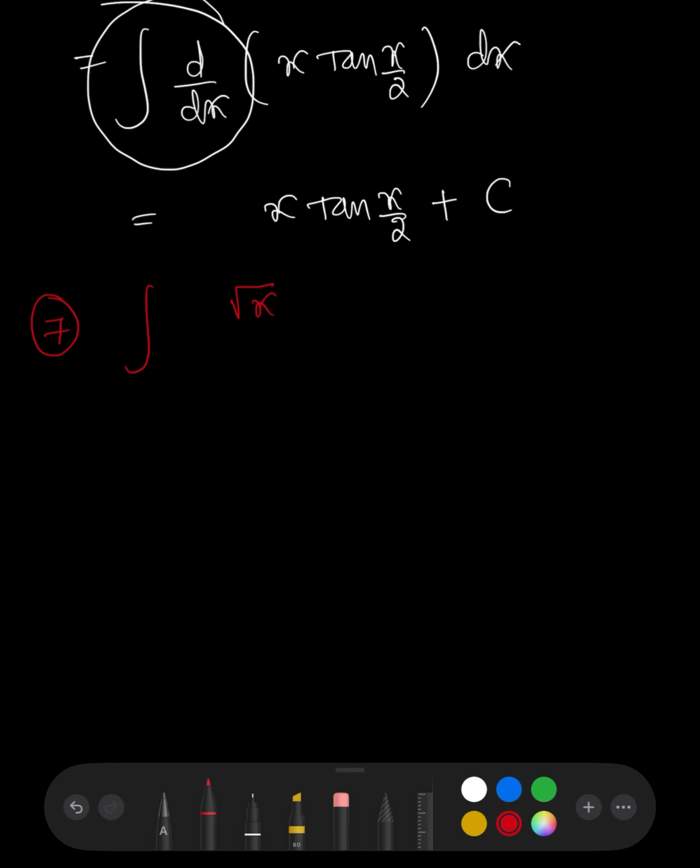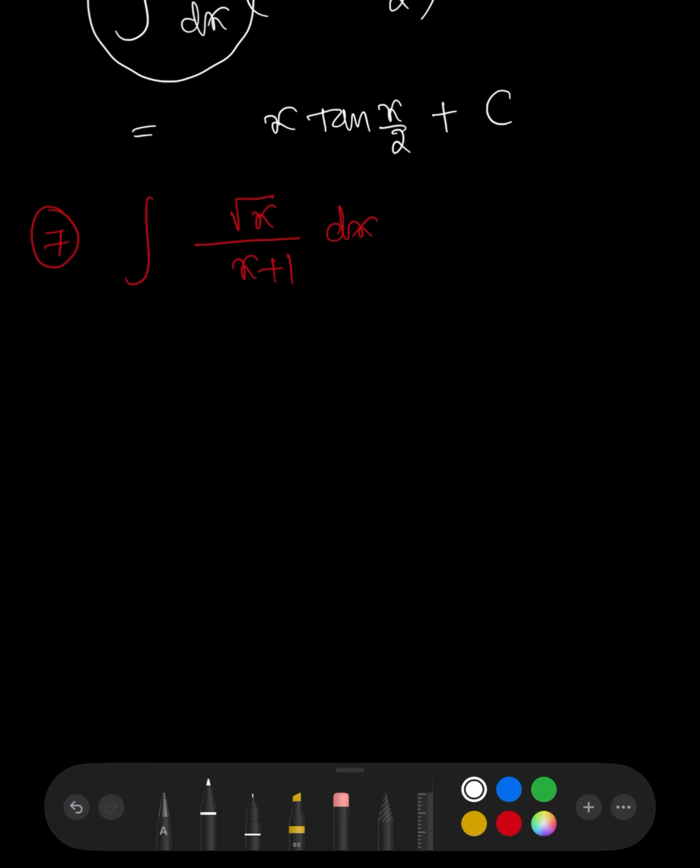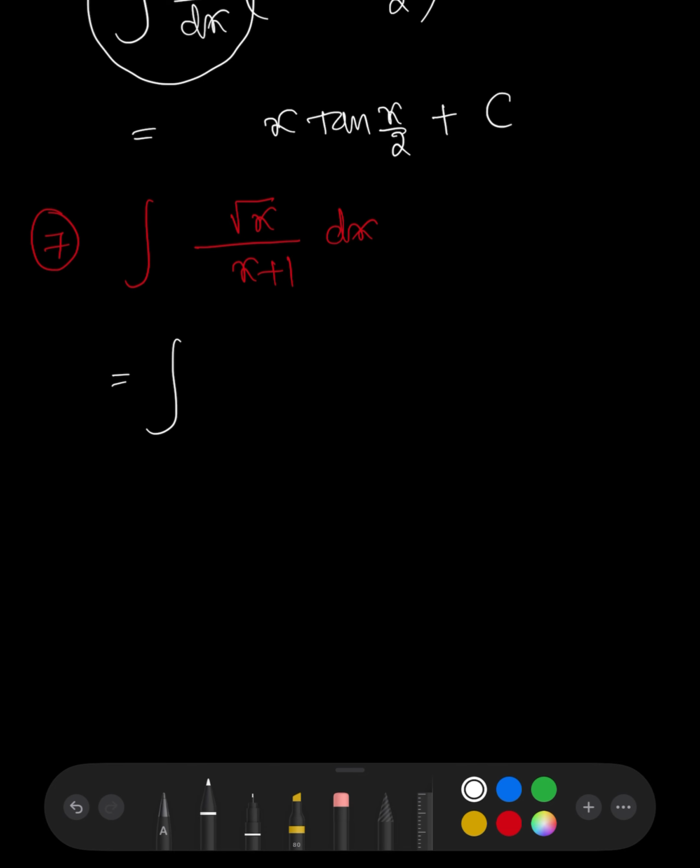And coming to the next question, integration of root x by x plus 1 dx. Now clearly the denominator has x and the numerator is root x. We can't make the root x as x, but we can make the x in terms of root x, that is 1 plus, I can write this as root x whole square dx.